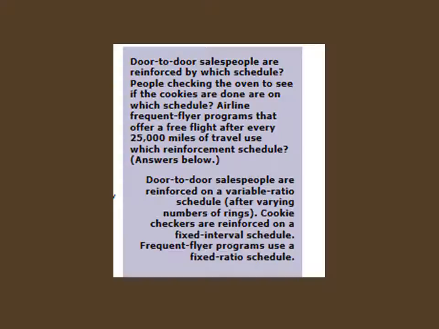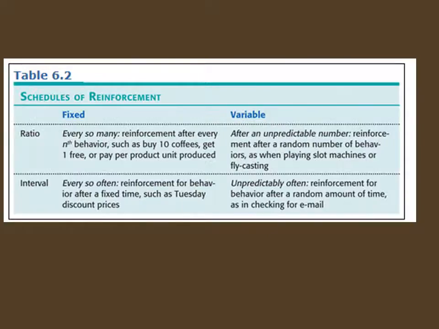An airline frequent flyer program offers a free flight after every 2,000 miles you travel. It's something that's set, so it's every 2,000, and it's not giving you a time, it's giving you a number, so that would be ratio. You might want to copy this down again, the difference between fixed ratio, fixed interval, variable ratio, and variable interval. We will go over this in class, but make sure this chart is listed in your notes.